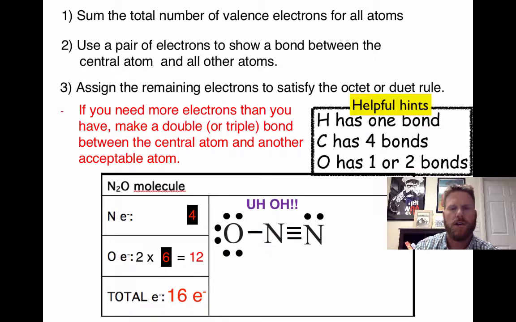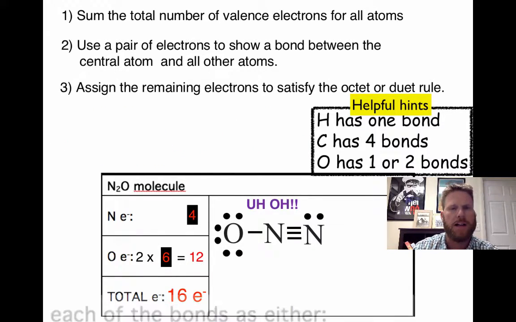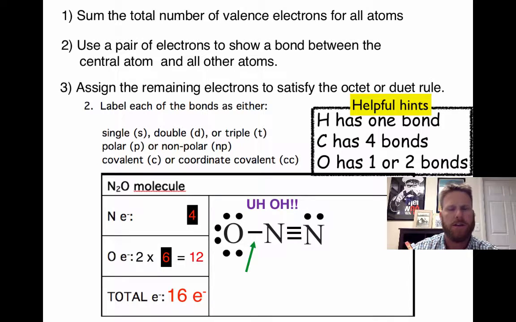In this case, all the atoms satisfy the octet rule. If I'm going to label these bonds then, this bond here is a single bond. It is polar because it's 2 different atoms, and it would be covalent because each atom is sharing 1 electron to make that bond. The bond between the nitrogens is a triple bond. It is nonpolar because it's 2 nitrogens bonded together, 2 of the same atom, and it is also covalent because each nitrogen is giving up electrons to share.